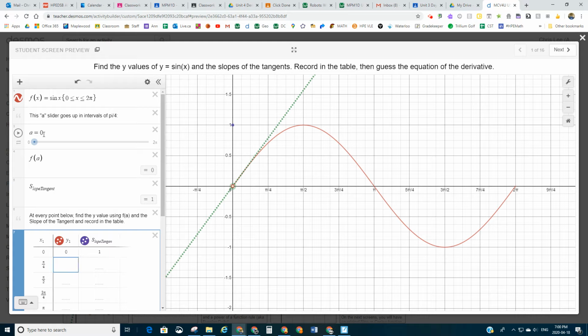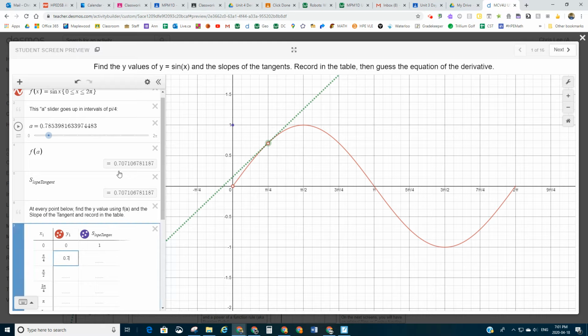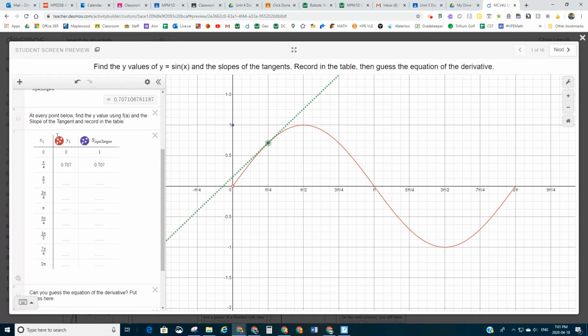Okay. And then you're going to move this one notch to the right, and you see that this slider goes up by pi over 4 intervals. So it doesn't look like pi over 4, but this is actually the sine of pi over 4. So the sine of pi over 4 apparently is 0.707. So you can put that in. The 3 decimal places is fine. And it turns out, interesting, that the slope of the tangent at that spot is also 0.707. And then you can move on and do the next one.